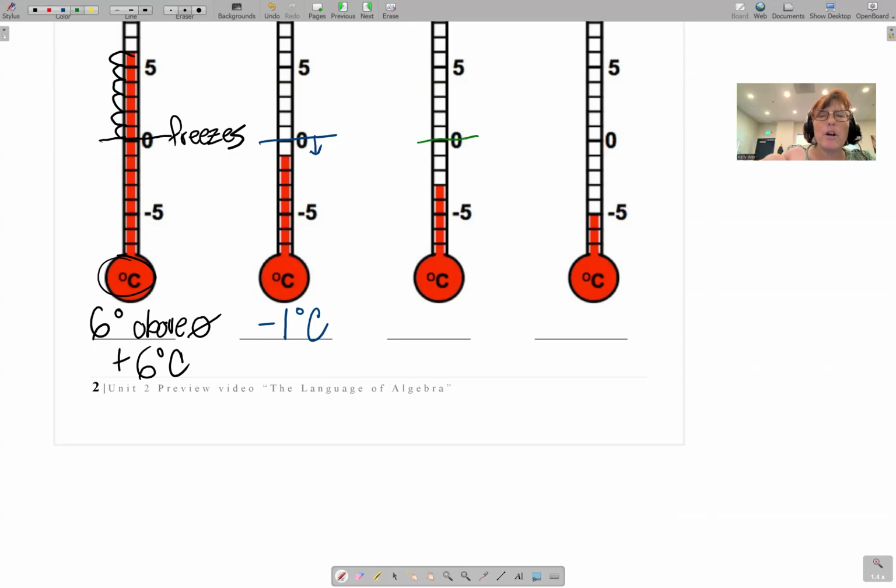That's 0, bunny hop. We're going 3 bunny hops below 0, so this is going to be -3 degrees Celsius. Here's 0. You want a bunny hop? And that's 5 going downward. So that's going to be -5 degrees Celsius.